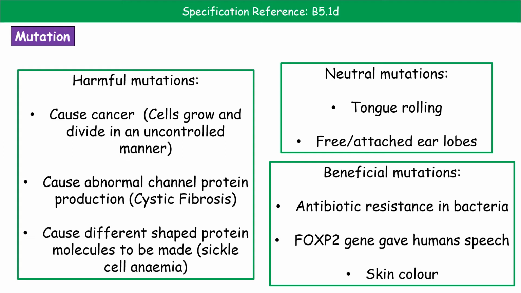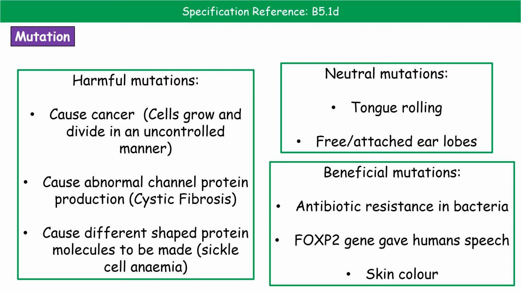Neutral mutations are ones that will have zero effect on your survival either way. Your ability to roll the tongue, whether you can roll your tongue or not, it's not going to affect whether you're going to survive or not. And whether your earlobes are attached to the side of your head or kind of just free floating.